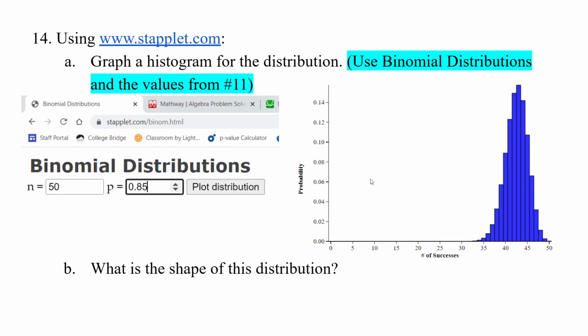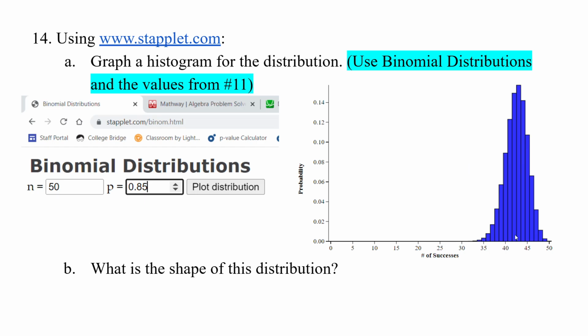All right, so looking at 14. In 14, we are going to use the binomial distributions because we want that graph on this one. We're graphing that histogram. On the first page of Statlet.com, you'll go to the binomial distributions under probability, and then you will take that 50 free throws that you've defined at number 11 and the 0.85, and when you hit plot, it gives us our graph.